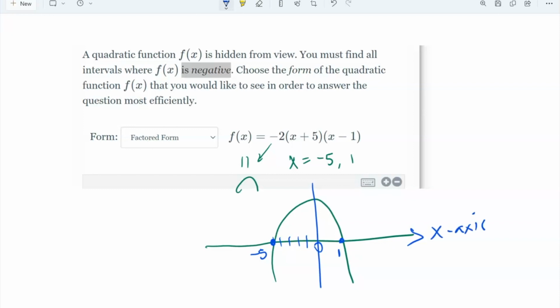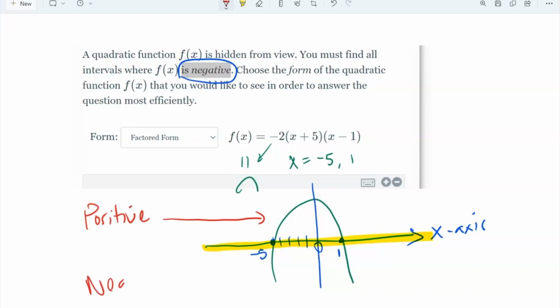Now the question is, when is this graph negative? In other words, when is it below? When it's below the x-axis, it is negative. So over here and over here. When it is above, it is positive. So I'm actually going to do both questions here just to make sure that I've covered both. So I'm going to do positive. So it's positive when it's above, so from here. And then it's negative when it is below. So here. Now it's just a matter of how to write that.